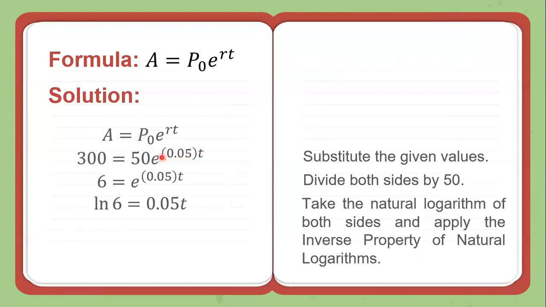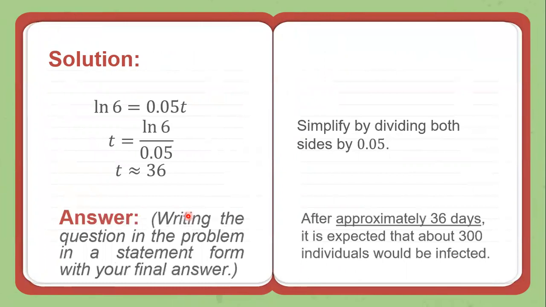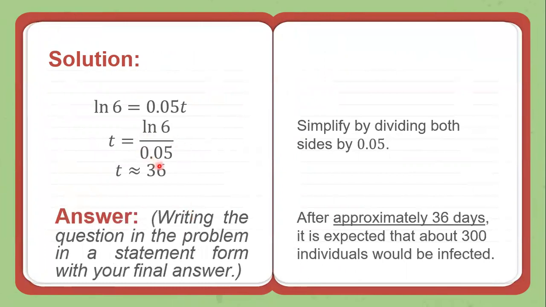So dividing both sides of the equation by 50, we will have 6 is equal to e raised to 0.05 t. So we can take the natural logarithm of both sides and apply the inverse property of natural logarithms, which I already showed you earlier how to do. So we will get now the natural logarithm of 6 is equal to 0.05 t. Now we can identify the value of t by dividing both sides of the equation by 0.05, giving us this answer. And if we use a calculator, we will identify that the natural logarithm of 6 all over 0.05 is equal to 36.